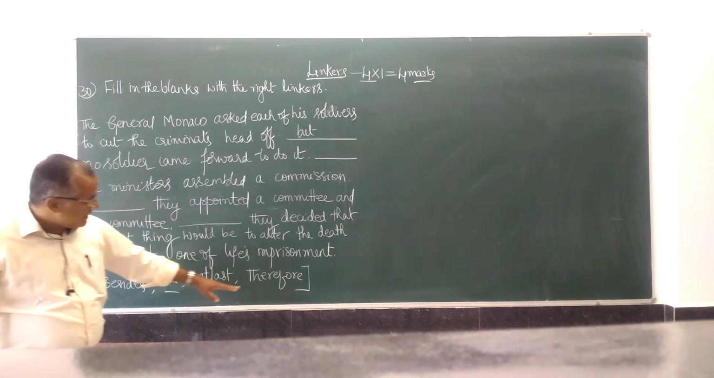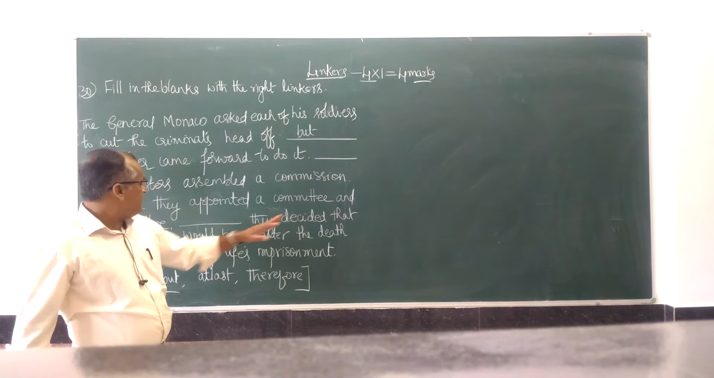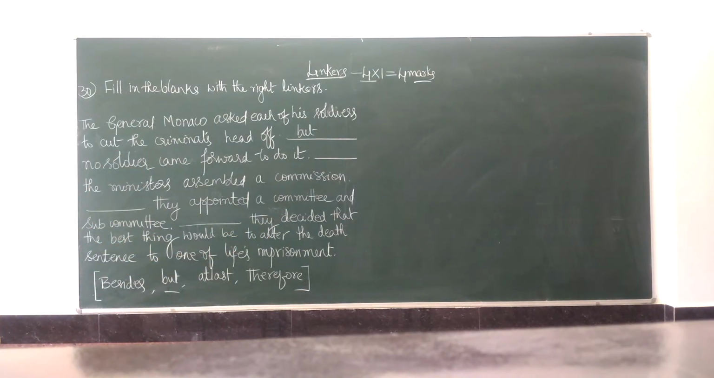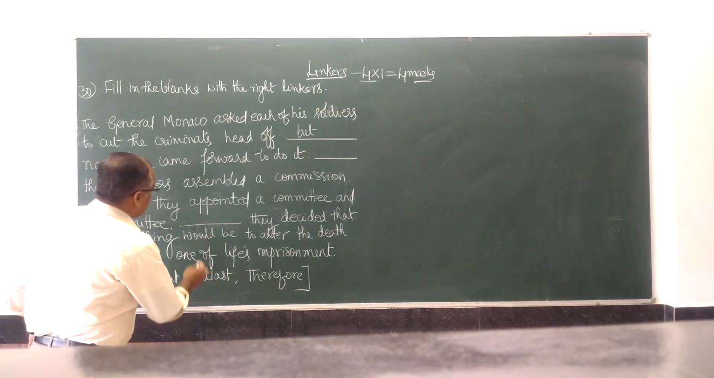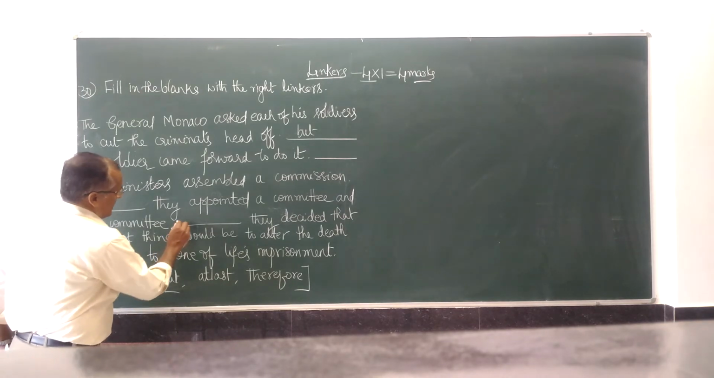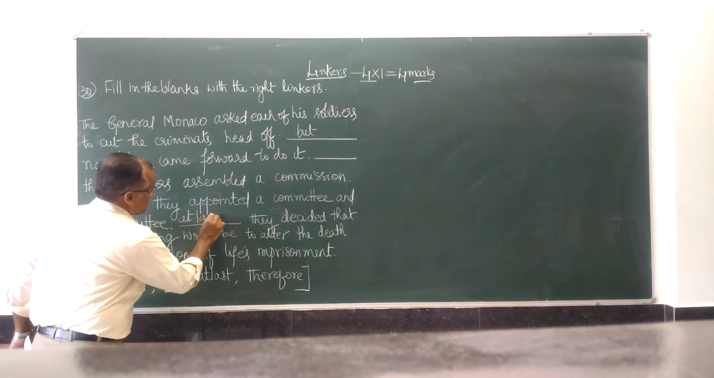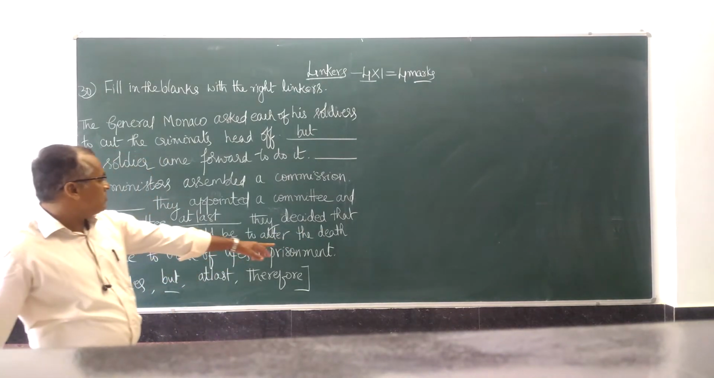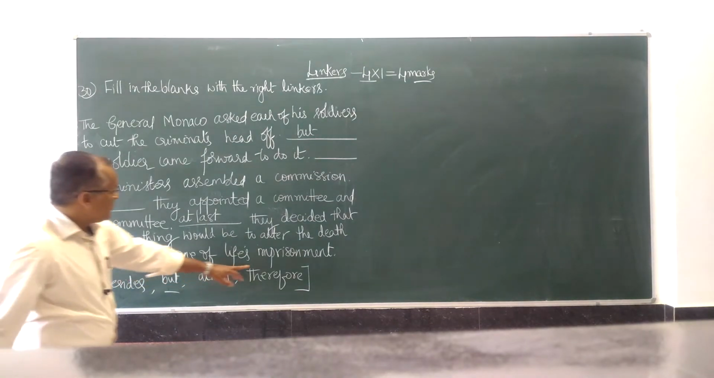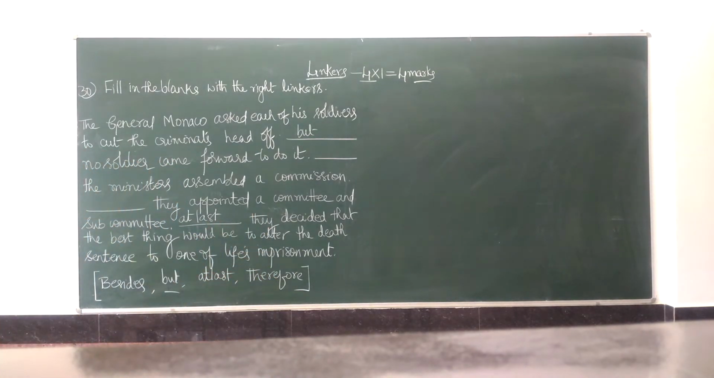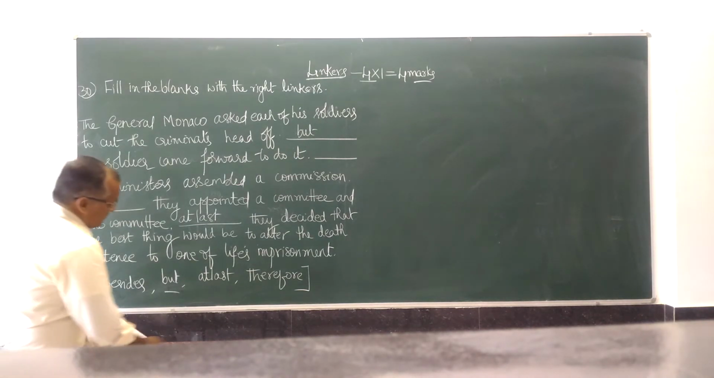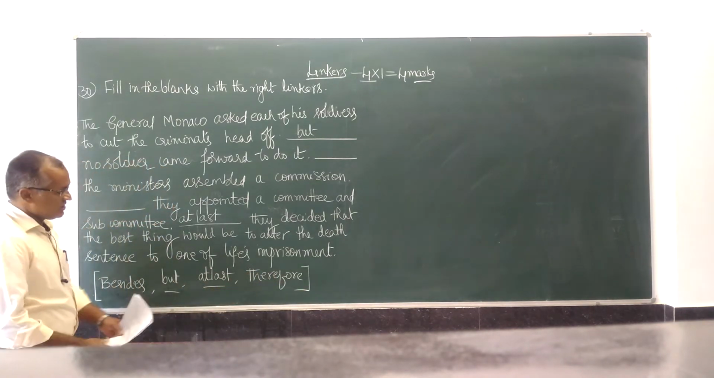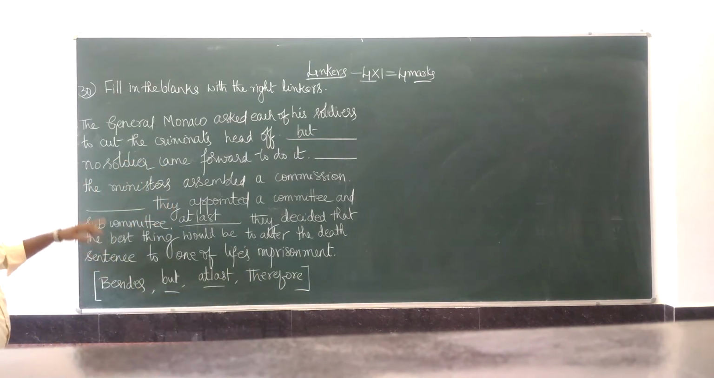Before we conclude that, let us take this one and try. Therefore, they decided that the best thing would be to alter the death sentence to one of life imprisonment. Okay. So, is it going? At last, if I use, at last they decided that the best thing would be to alter the death sentence to one of life imprisonment. Now, the other 2 which are left out can be tried with only the other 2 options. These 2 options are only left for us to try out.